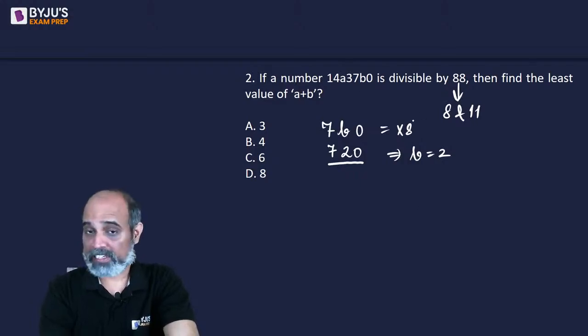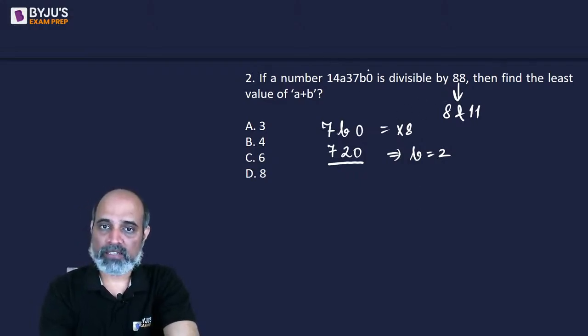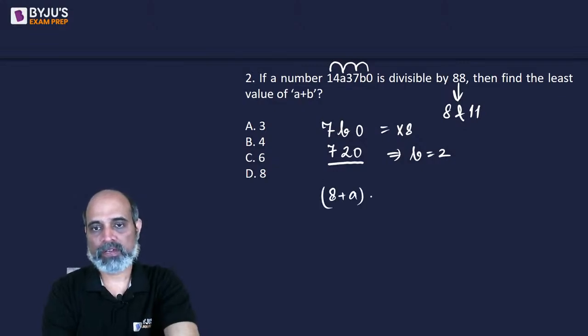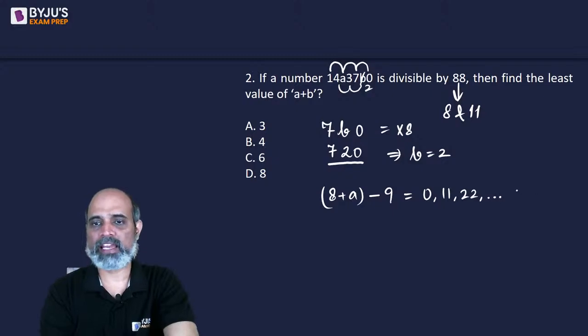Now for 11, the difference of the sum of alternate digits: that's 0 plus 7 plus A plus 1, which is 8 plus A, minus 4 plus 3 plus B. B is 2, right? So 4 plus 3 is 7, 7 plus 2 is 9. This is going to be 0 or 11 or 22 and so on. In other words, any number which is in the table of 11.